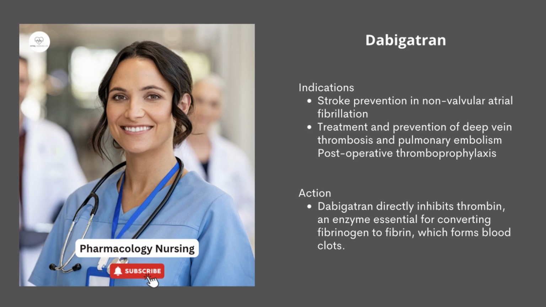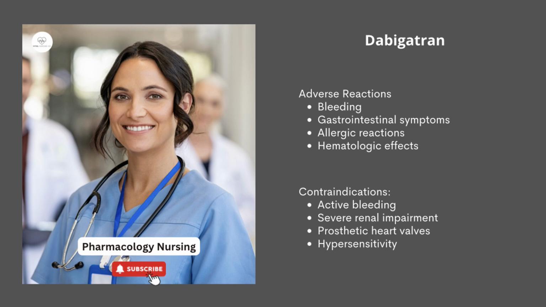All right, moving along, let's now learn about the action of dabigatran and how it works. Dabigatran belongs to a class of drugs called direct thrombin inhibitors. Here's how it works. Dabigatran directly inhibits thrombin, an enzyme essential for converting fibrinogen to fibrin, which forms blood clots. By blocking thrombin, it prevents clot formation and reduces the risk of thromboembolic events. Unlike traditional anticoagulants like warfarin, dabigatran does not require frequent INR monitoring, making it more convenient for patients.